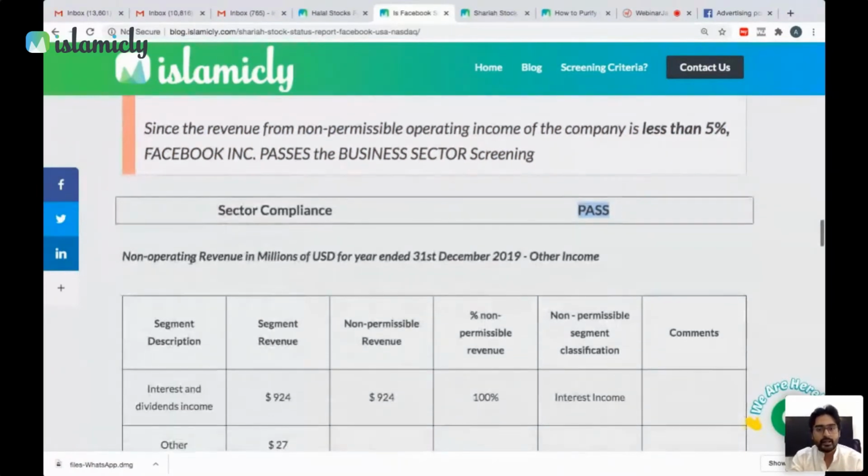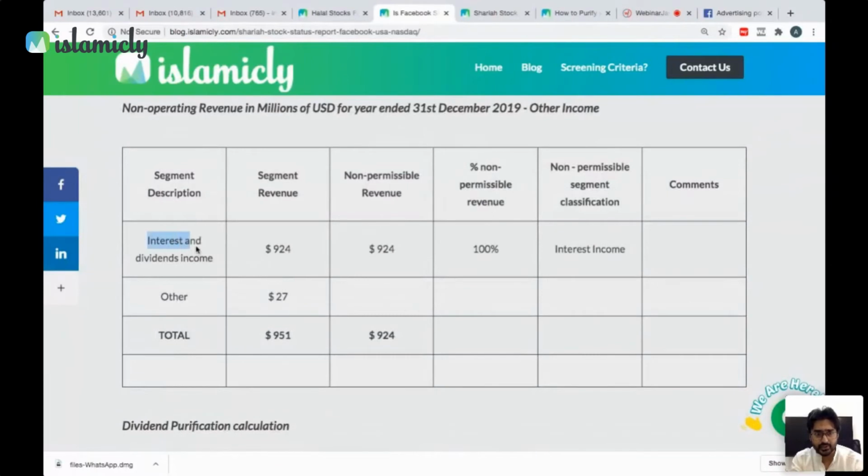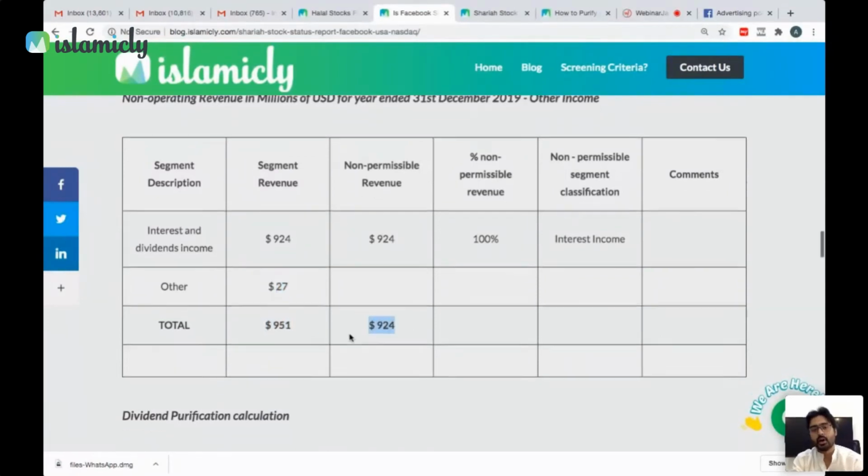Cool. Let's look at the non-operating revenue. The company gets interest and dividend income of $924 million. Definitely non-permissible. 100% of it is non-permissible. The area of concern is interest income. Other income is about $27 million from some other stuff, which doesn't have much of a breakup in the financial statements, so we consider this as Sharia compliant. So out of 951 total non-operating income, 924 is non-permissible.